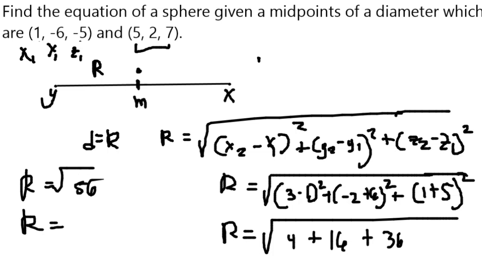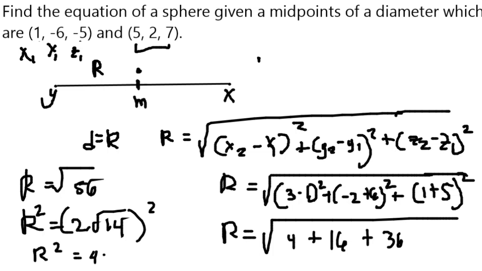And we can simplify this into 2 root 14. Then let's take the square root of this. So this is 4 times 14, which is going to be 56. There you have it. So that is our distance.